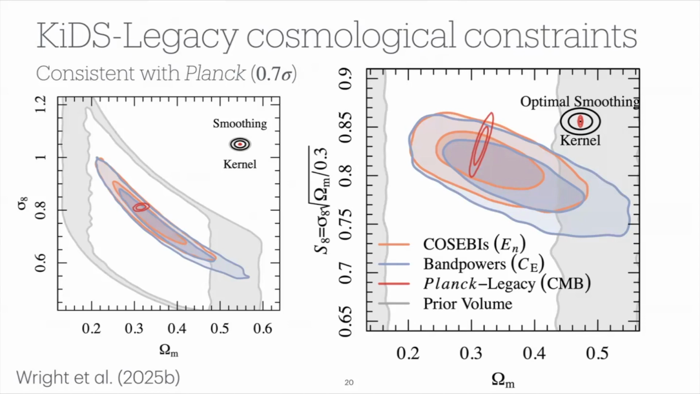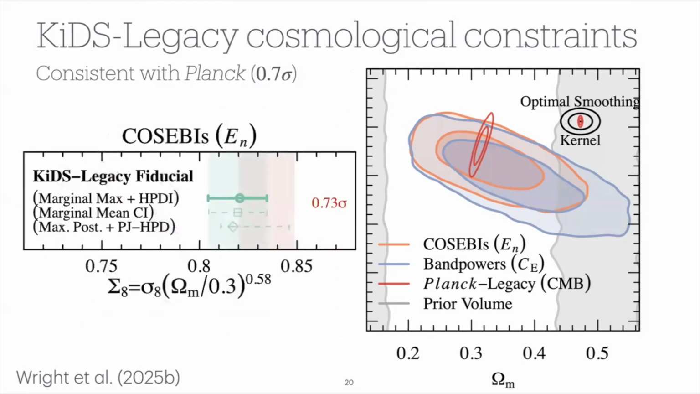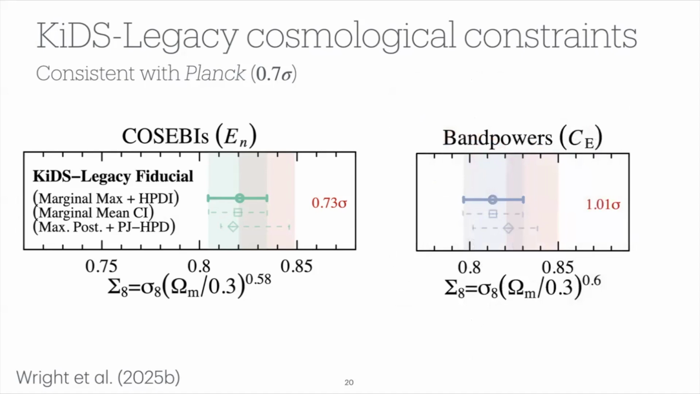And as such, the results that we present in KiDS Legacy are presented both in S8 as per normal in the literature and in terms of capital Sigma 8, where we've optimized the alpha term to be best fit for each of our 2-point data vectors. And here you can see the capital Sigma 8 constraints for COSEBIs, and you can see those are consistent with Planck at the level of 0.73 sigma, and for our band powers, which you can see are consistent with Planck at the level of 1 sigma, both of which being well below the level required for a measurement of inconsistency, which is at 2.3 sigma.